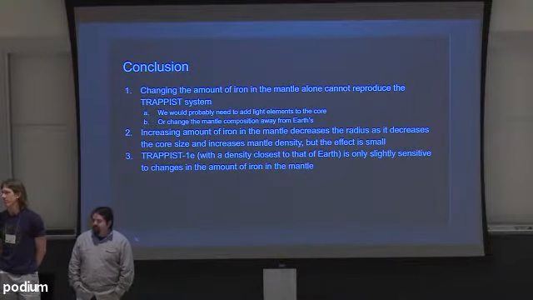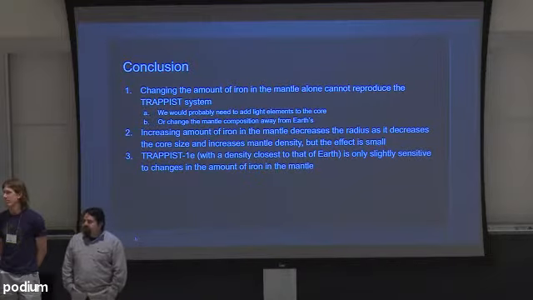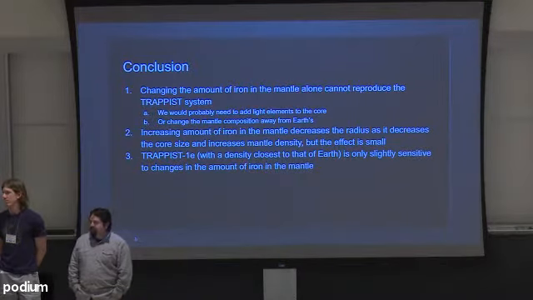You're decreasing the radius of the core, but you're putting that mass into the mantle. So you're increasing the density of the mantle, but you're also increasing its mass.